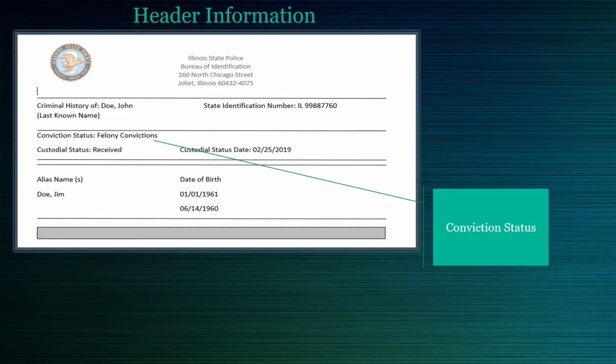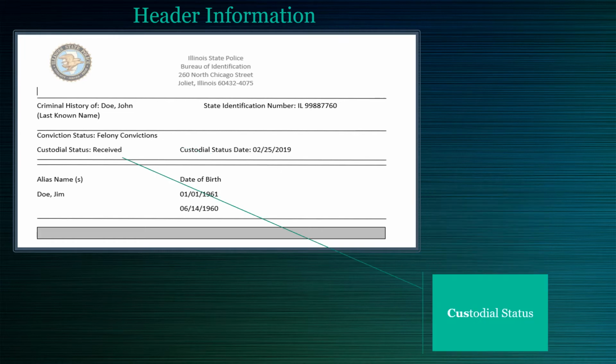If you see any type of notification next to the custodial status field, this tells you the subject has been received at some point in time into a county jail or the Department of Corrections, followed to the right by the most recent date of this or these occurrences.